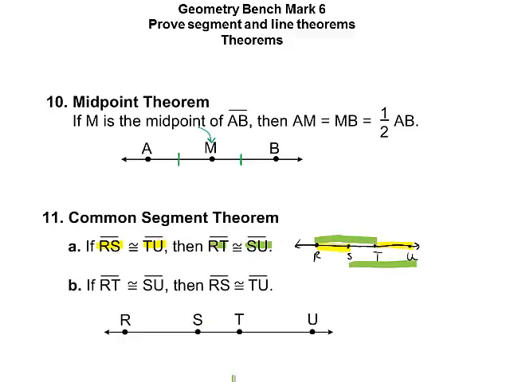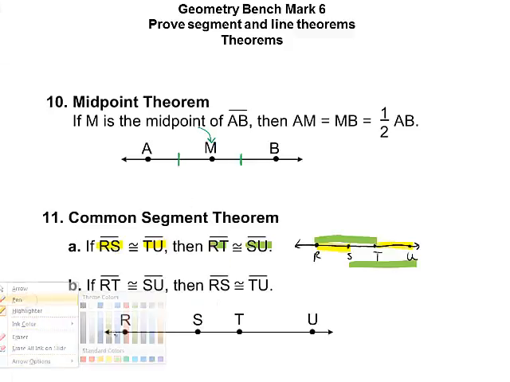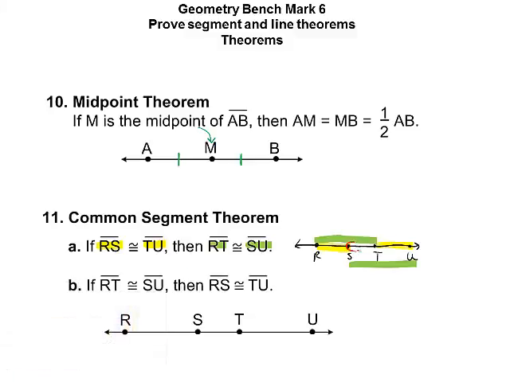So if the 2 pieces that I started with were the same already, and then I add the same piece to both of them in the middle, then the new longer pieces are also the same. Does that make sense? So basically what happens is this part right here, ST, that's what gets added to RS and also to TU. Well, RS and TU were already the same size, so you add the same piece to each of them and you still end up with the same size. That's what that's saying. And it goes the opposite as well.